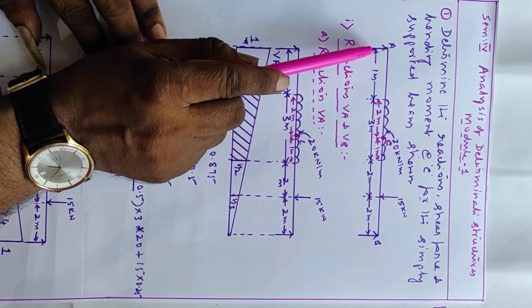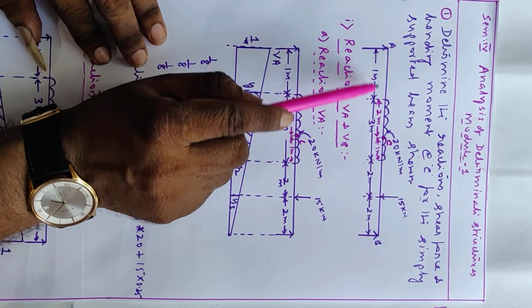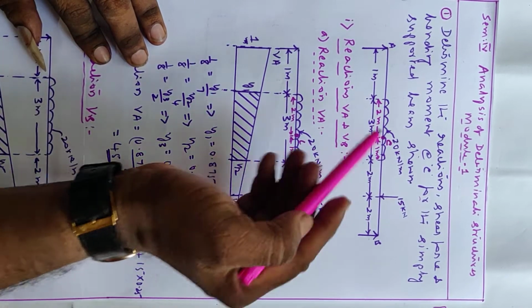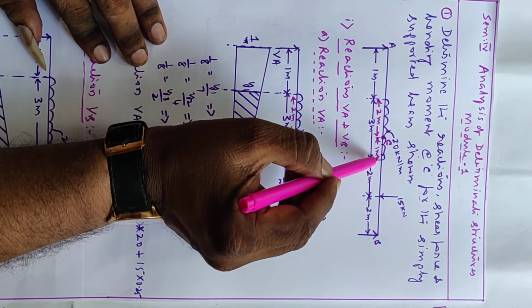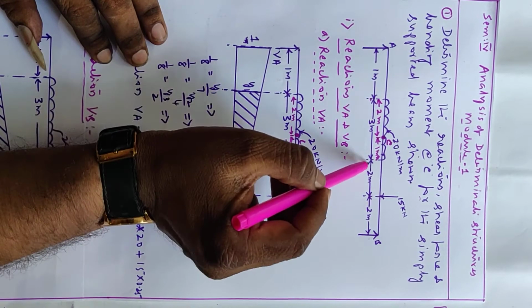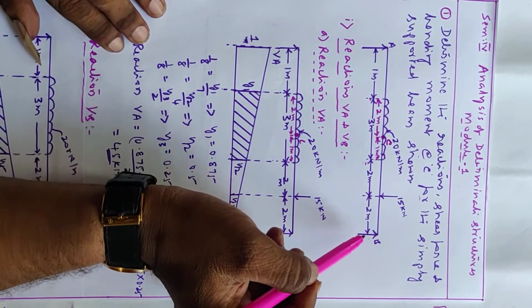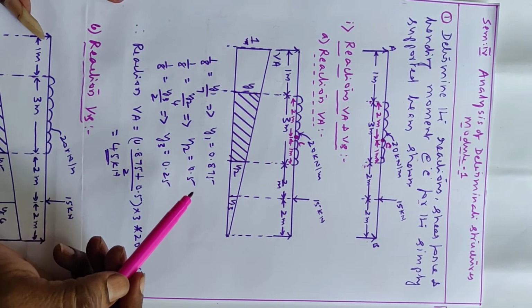See, the beam is given A to B. Here UDL is there for 3 meter length. See, the point C is here. So from here to here 2 meter, from here to here 1 meter. Total length is 3 meter. 2 meter, one point load is there. This is the load given. So first we will calculate reactions.